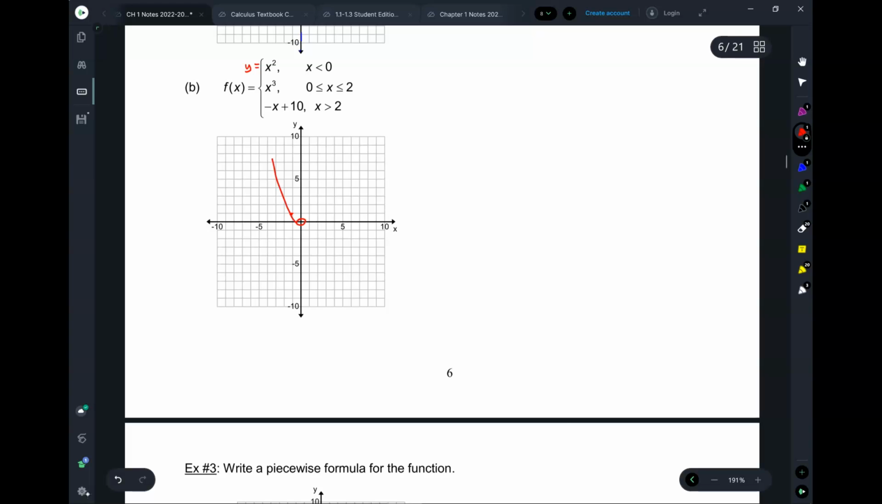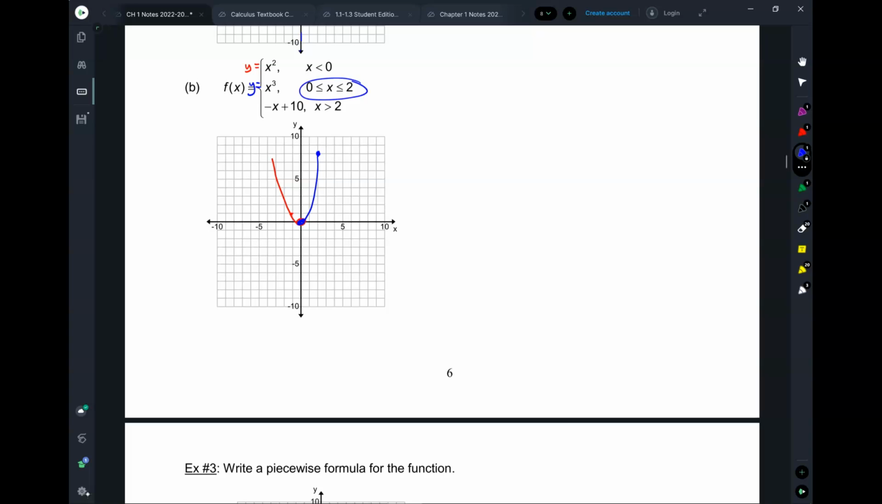Okay. Now, the next one, y equals x cubed, has two boundary points. One at 0, one at 2. Let's put in x equals 0. What's y? Open or closed? So just close this. Put in the 2. What's y? 8. Open or closed? Closed. So it's like this. This is a cubic function, right? Like it would have gone, like a snake down.